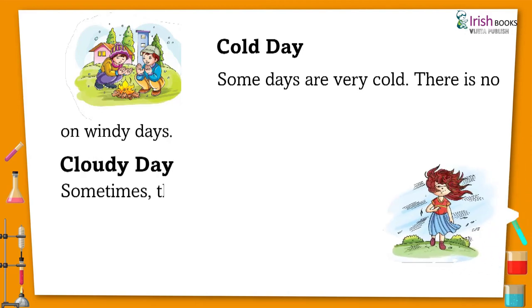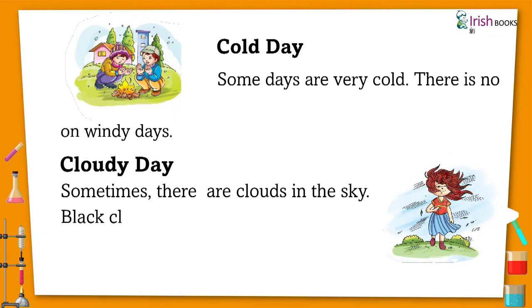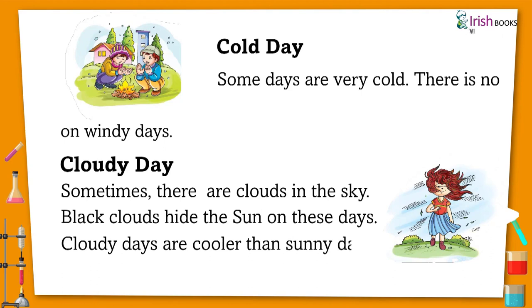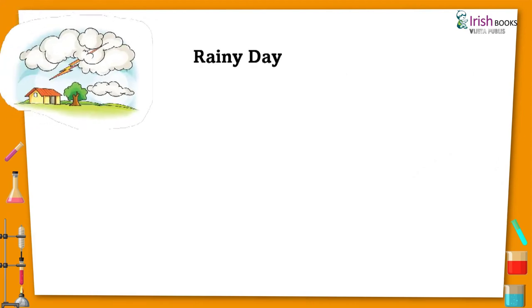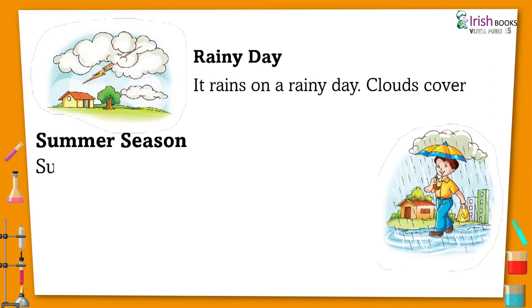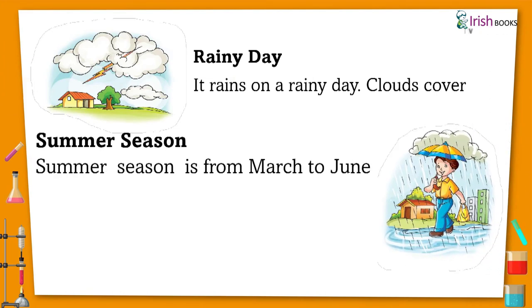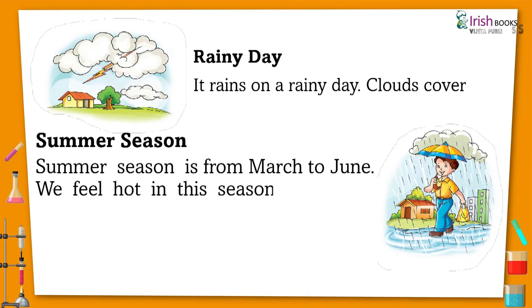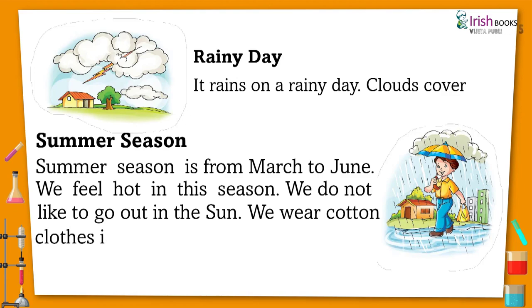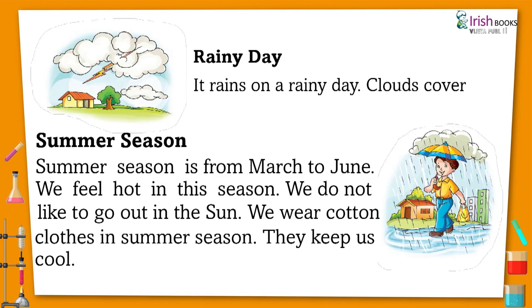Cloudy day. Sometimes there are clouds in the sky. Black clouds hide the sun on these days. Cloudy days are cooler than sunny days. Rainy day. It rains on a rainy day. Clouds cover. Summer season. Summer season is from March to June. We feel hot in this season. We do not like to go out in the sun. We wear cotton clothes in summer season. They keep us cool.